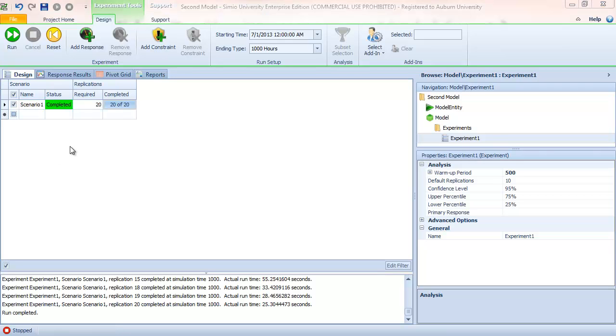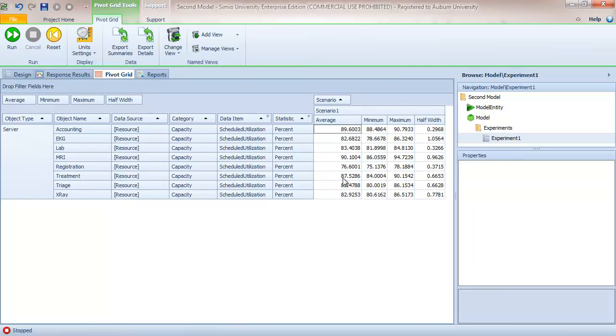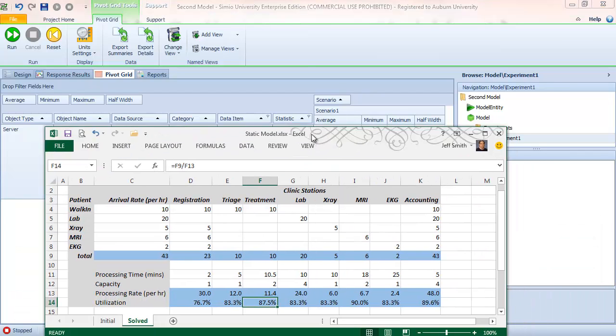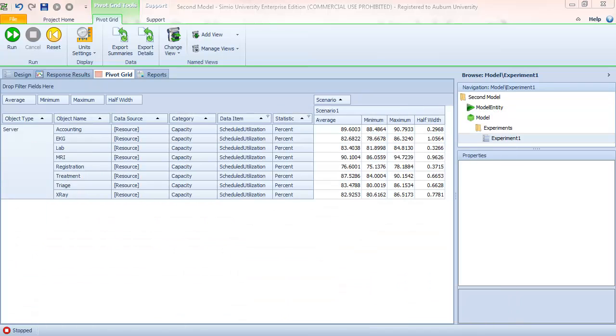So the model is now finished running, so we can go back to our pivot grid, which maintains the view that we expected, and we can look at our two suspect values. Treatment, we can see, is now 87.5, and our expectation of treatment was 87.5. So from our current evidence, it looks as though having the incorrect parameters for the triangular distribution was the problem, and we've subsequently fixed it.